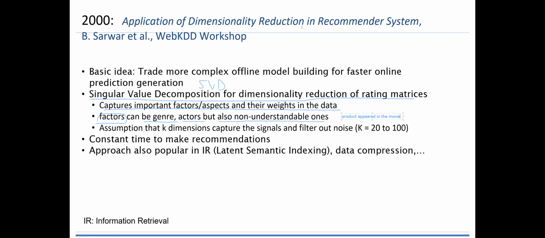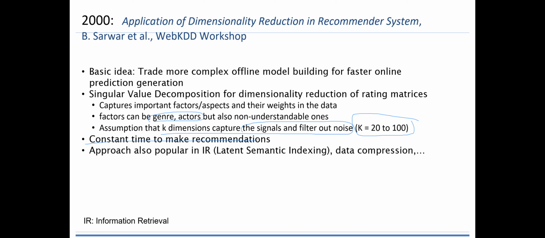So this assumption takes k dimensions. K dimensions here means as many dimensions as possible that you can capture about the signals, and filter out the noise. So if you have a lot of features, a lot of dimensions, you can reduce it maybe from 220 to just 100.